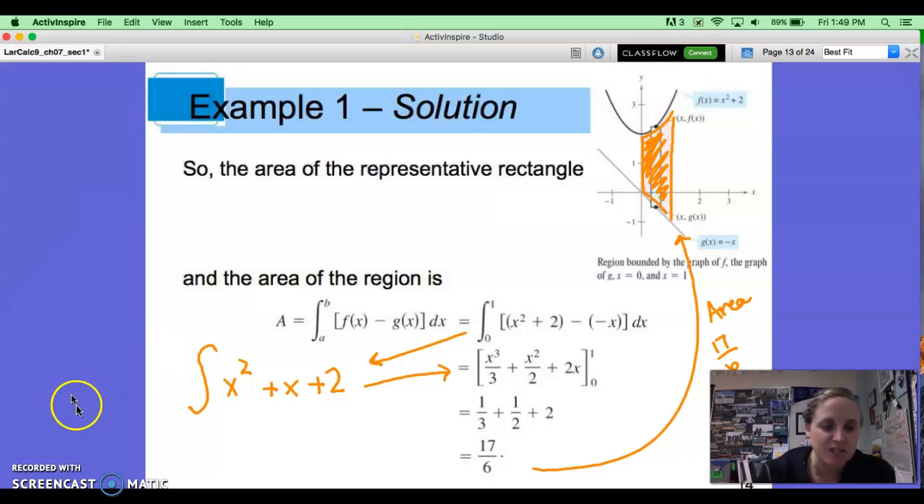Alrighty. So not too hard. This is a pretty basic section for us to get our feet wet in area between curves.